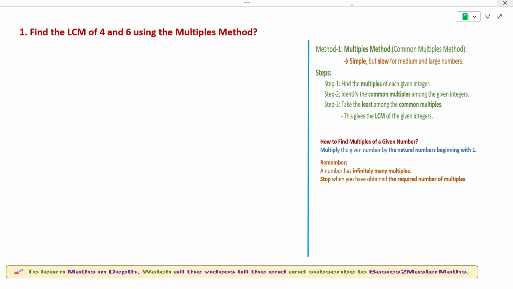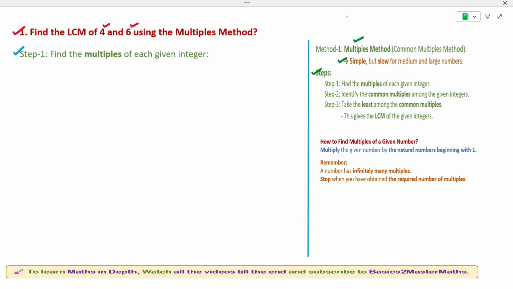Let us find the LCM using multiples method. This method is simple but slow for medium and large numbers. Please follow the below steps so that you do not make any mistakes. Find the LCM of 4 and 6 using multiples method.